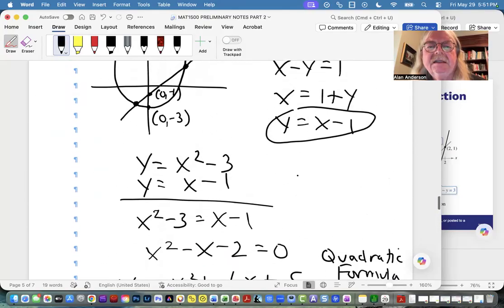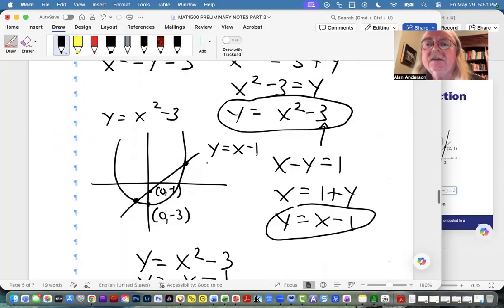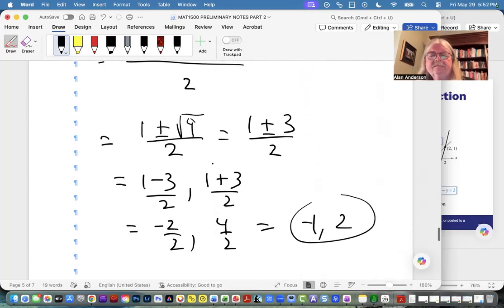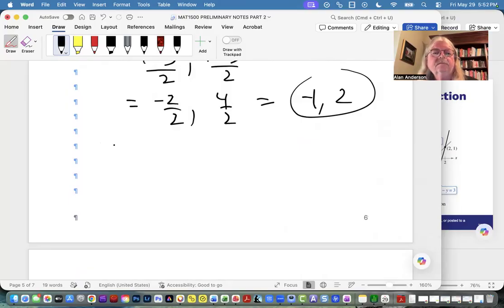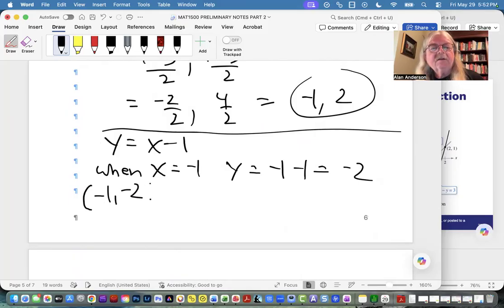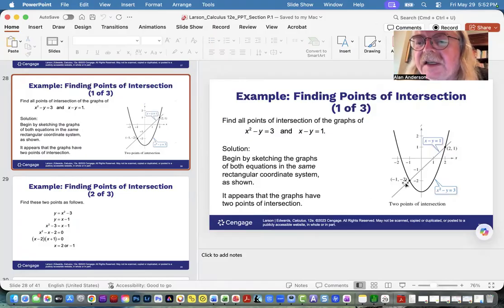Okay. Now we can find the corresponding y's from either of the two equations because we know that they're equal where the two functions cross. So let's do the simpler one, which is y equals x minus 1. All right, so one point is -1, -2. And I think they showed that on the graph here. Yeah, there it is, -1, -2.